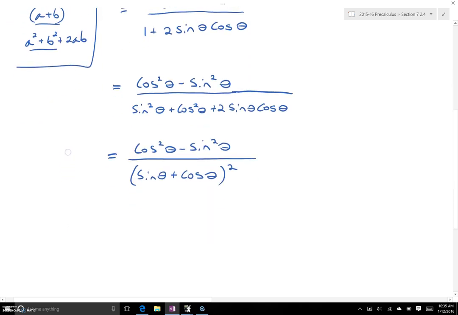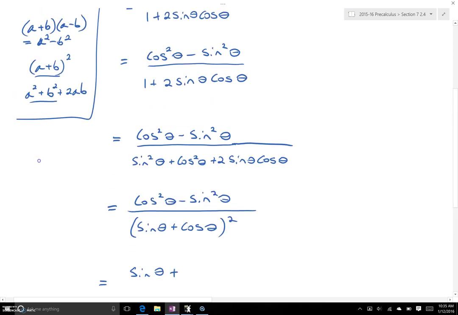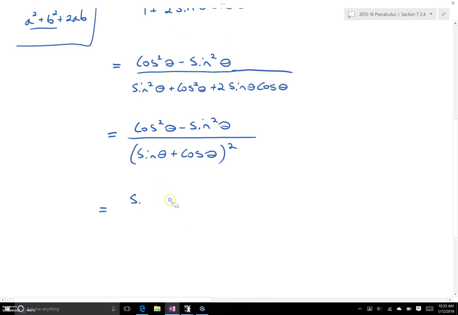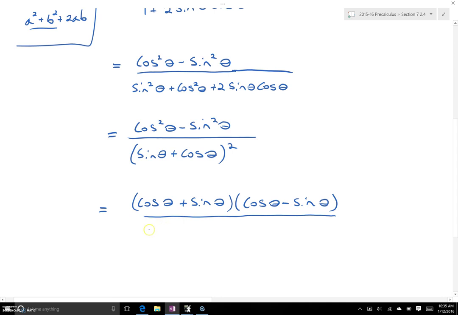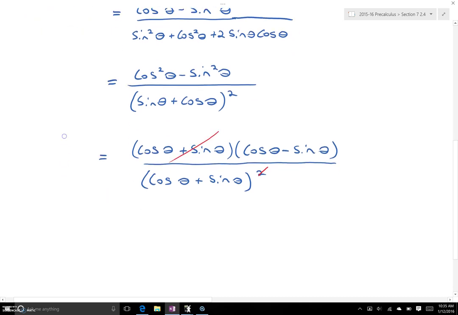And then we can manipulate the top, like we said. That's going to be sine theta plus, let's see, actually we've got cosine first, so we'll do that. Cosine theta plus sine theta, and then cosine theta minus sine theta. I'll just flip the bottom around so it looks the same. So we can cancel one of those out now. Cancel one of these with this top one here. That's going to leave us with cosine theta minus sine theta over cosine theta plus sine theta.